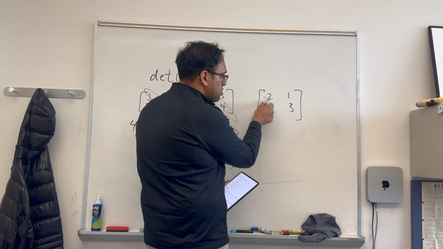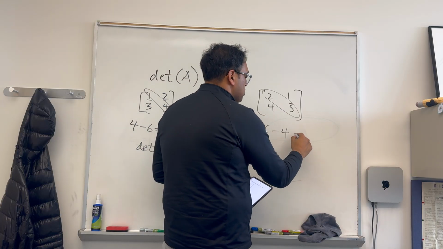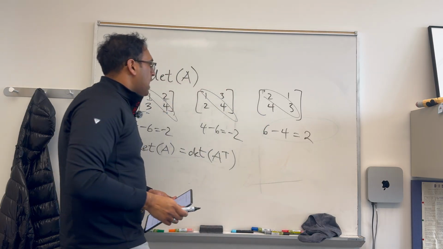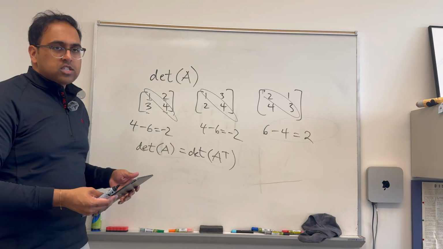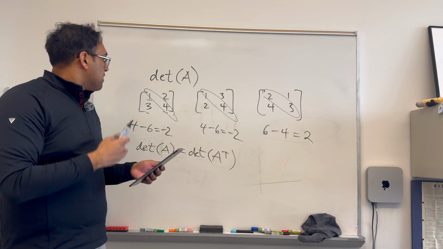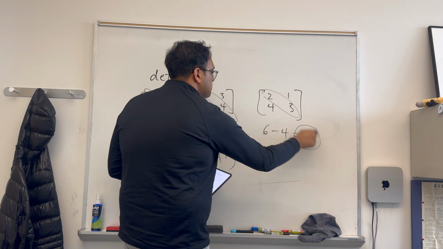What's the determinant of this one? Well, that's going to be 2 times 3, which is 6, minus 1 times 4, which is 4. That gives us 2. How did we get this matrix? We swapped the order of the columns. And what we're seeing is that swapping the order of the columns gives us the opposite signed determinant.